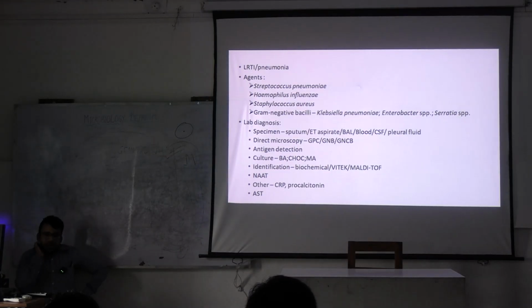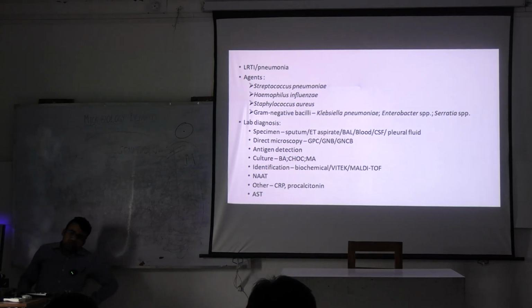Gram positive or gram negative, bacilli or cocci. For example, in case of strep pneumonia, we can find gram positive diplococci. In case of staph aureus, we may find gram positive cocci in pairs and clusters. In case of gram negative like Klebsiella, we can find gram negative bacilli. Then what we can do?